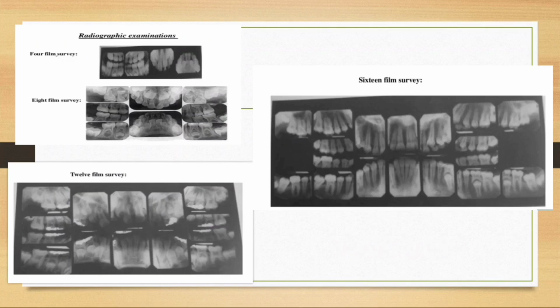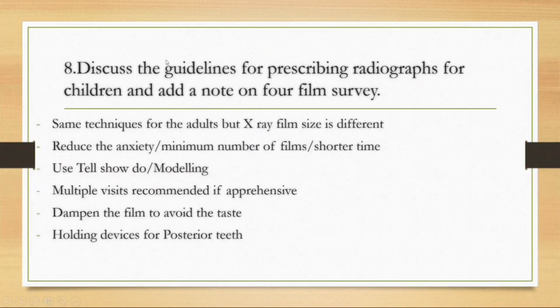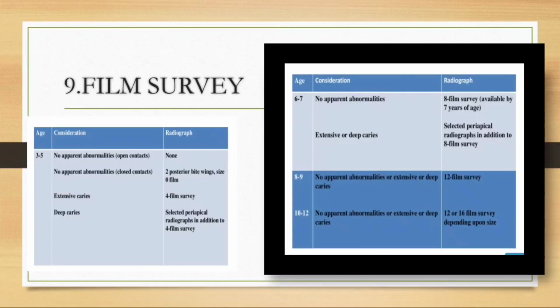So what exactly is this 4 film survey? A 4 film survey is maxillary and mandibular anterior occlusal, and 2 posterior bite wing radiographs. So this is the 4 film survey where we have maxillary and mandibular anterior occlusal, and two posterior bite wings. Two posterior bite wings and anterior maxillary and mandibular two occlusal radiographs. This is the 4 film survey, which is used for 3 to 5 years basically.